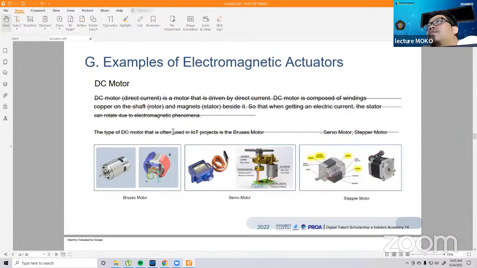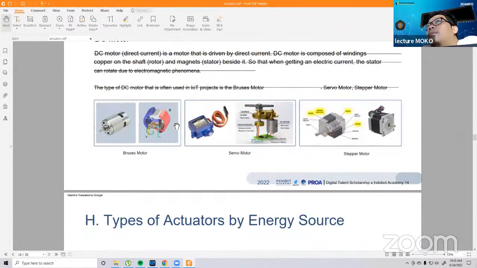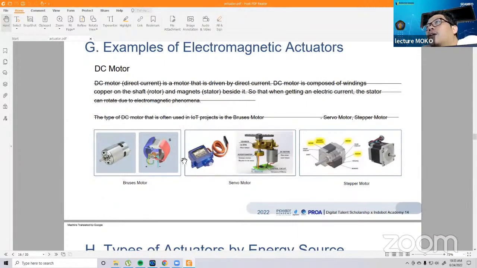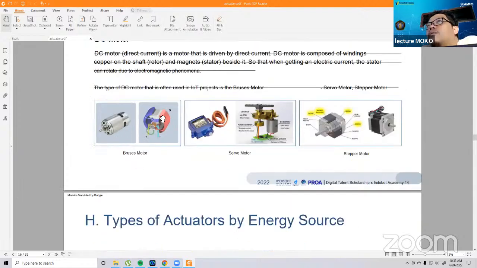And electromagnetic valve, there are many electromagnetic valves. For example, the motor. There are three types of motor. One is the brush motor, another is the servo motor, another is the stepper motor. If we want to make some motion, for example, you want to make some mixing engine, you need this brush motor. Or if you want to make some helicopter, some drone robot, or mobile robot, you can use one of these motors.